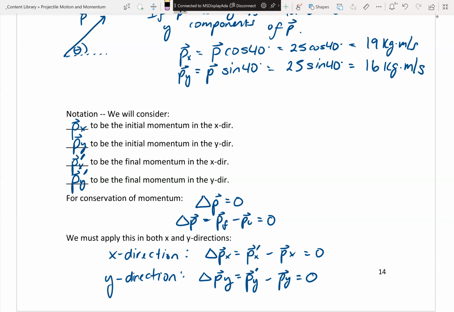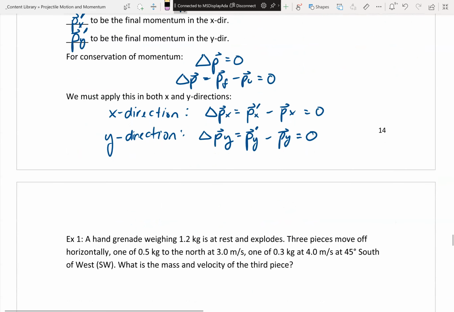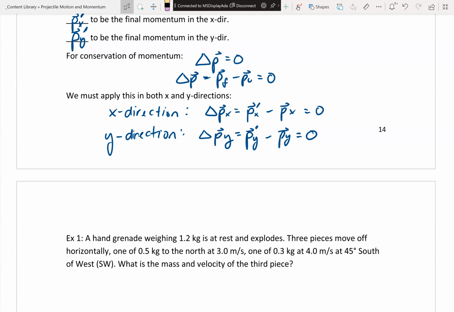So we're going to go ahead and do an example of this. A hand grenade weighing 1.2 kilograms is at rest and explodes. 3 pieces move off horizontally, one of 0.5 kilograms to the north at 3 meters per second, one of 0.3 kilograms at 4 meters per second at 45 degrees south of west. What is the mass and velocity of the third piece?